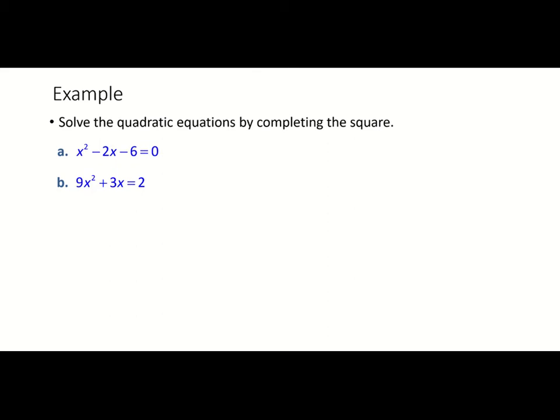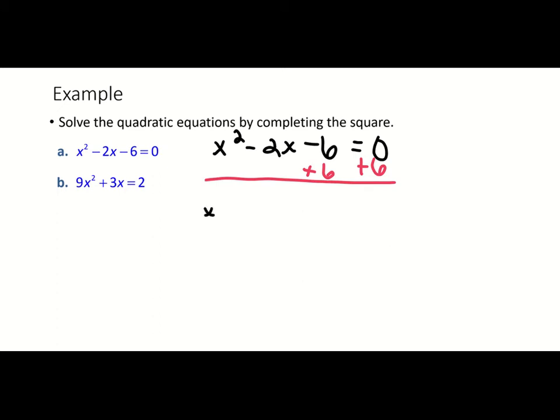All right, so we're going to start here with our x squared minus 2x minus 6. And the first thing you want to do, if you recall, is take it out of standard form and move that c term to the other side. So our c is negative 6, so we'll do the opposite. We'll add 6 to both sides. So now I have x squared minus 2x is equal to 6.